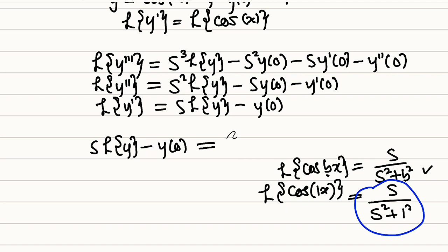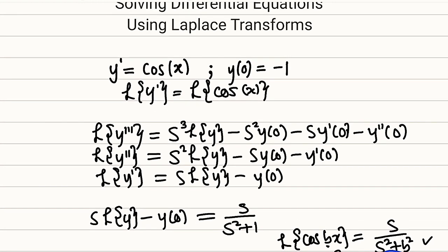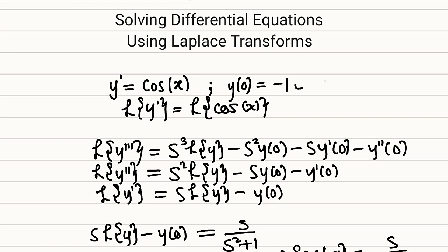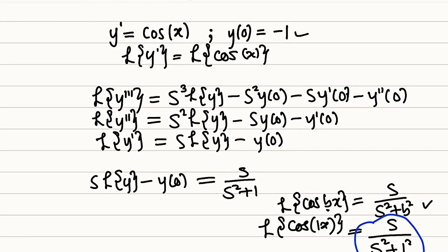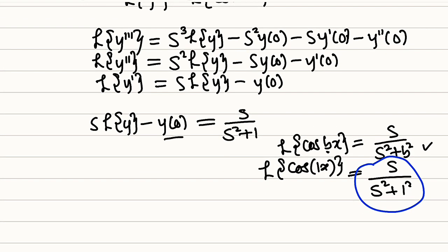Therefore, we say this is equal to s divided by s squared plus 1 squared, which is the same thing as 1. So now let us substitute our initial condition. You can see it here. y of 0 is equal to -1. Instead of y of 0, we write -1.